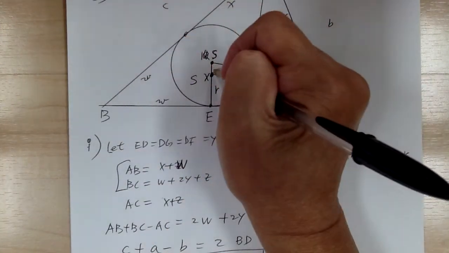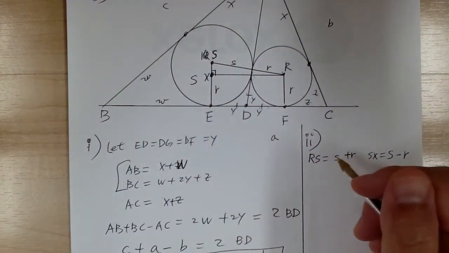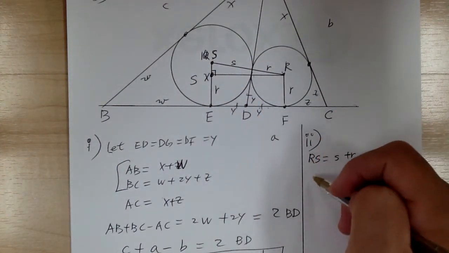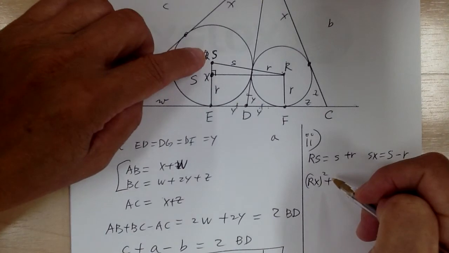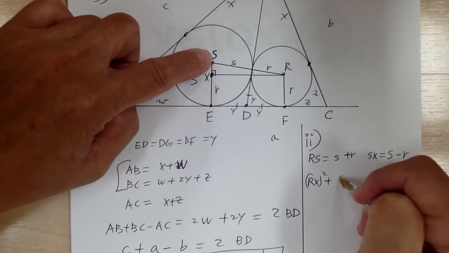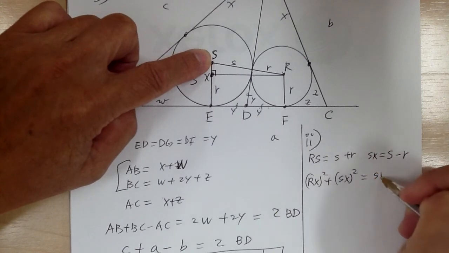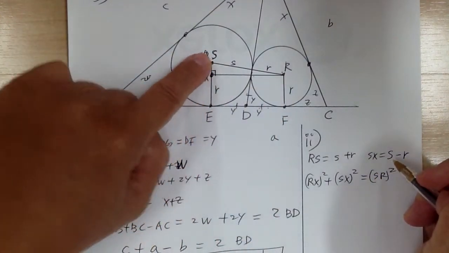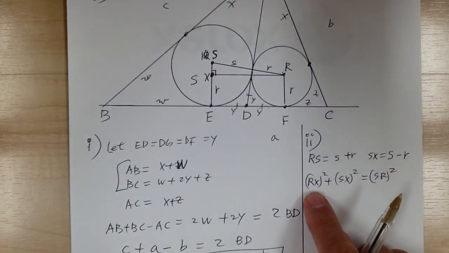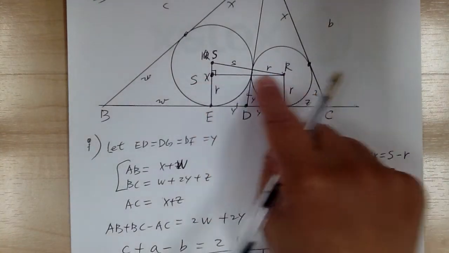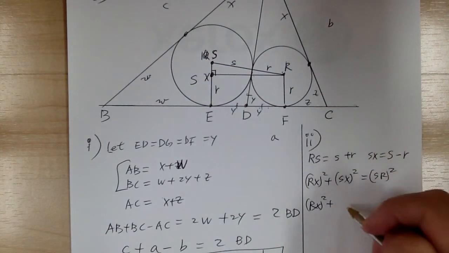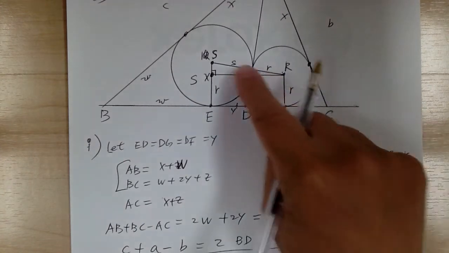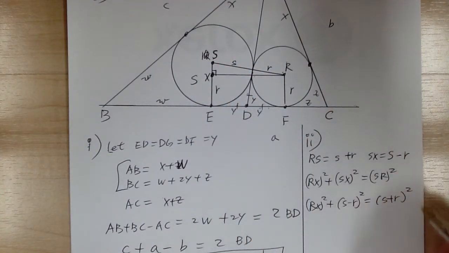Once we do that, we can use the Pythagorean theorem over here. So we have Rx squared, that's the bottom, plus Sx squared equal to Sr squared, right? So a squared plus b squared equals c squared. Rx we don't know, that's what we're looking for. So Rx squared plus Sx, and Sr is equal to S plus R, squared.